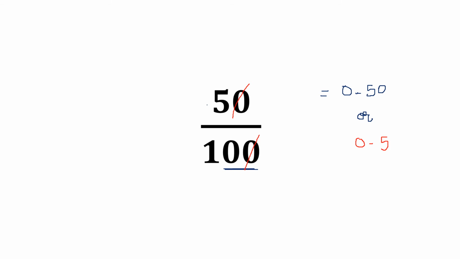Now this is also correct, because after decimal if we add zeros, it does not matter. 0.5 is the same as writing 0.50. It is just converting into like decimals, which you will see in the further videos that we will post in a day or two. So 0.5 or 0.50, both the answers are correct.